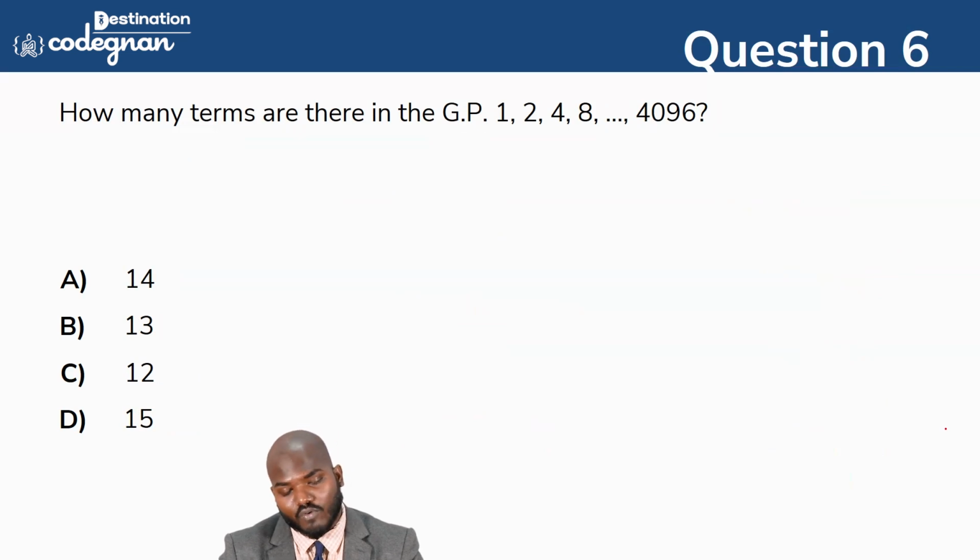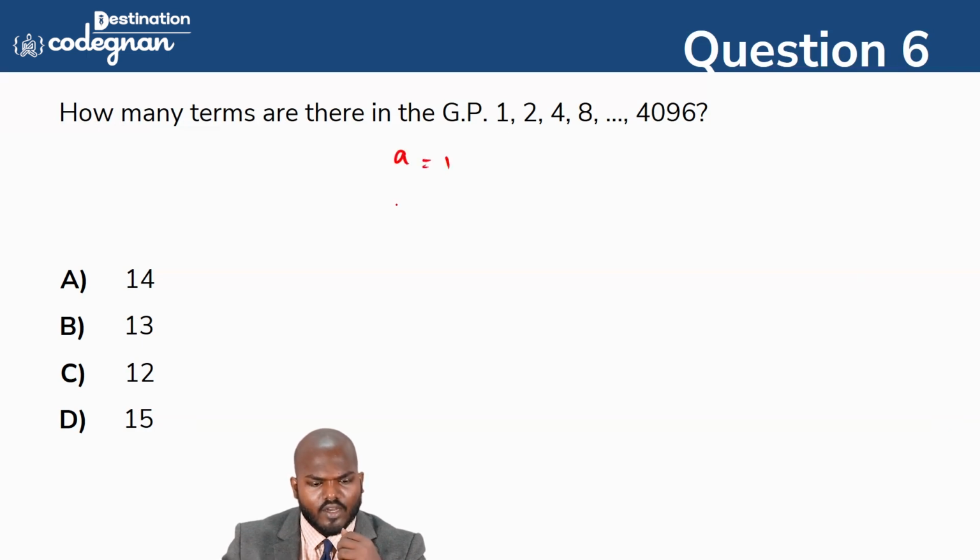How many terms are there in the GP 1, 2, 4, 8, up to 4096? You just want to find that out here. It's not an infinite form, but you can find it very easily. Let's say A is equal to 1 and R is 2, and the last term is 4096.